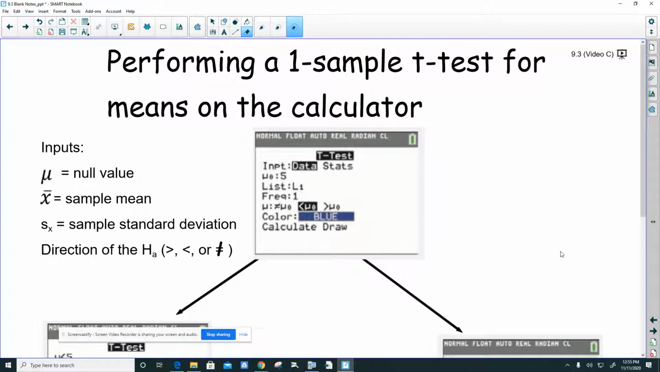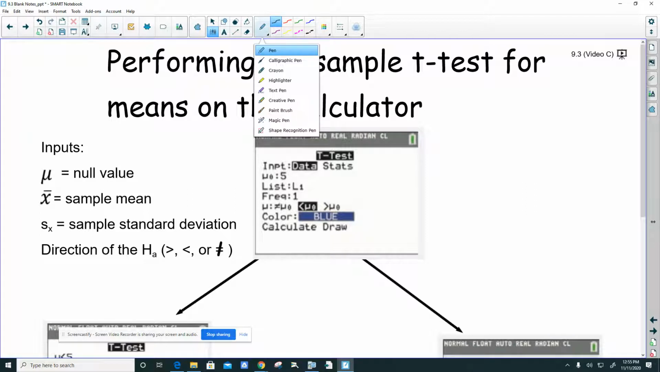Okay, we're going to be wrapping up section 9.3 today, talking about significance tests for population means. And up until this point, we've pretty much been doing all of the steps by hand. There's a couple of the steps that we can replace by executing it on the calculator, although I would recommend that every significance test you don't always use your calculator.